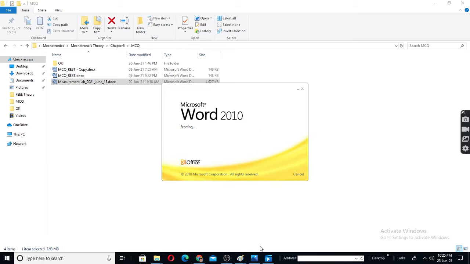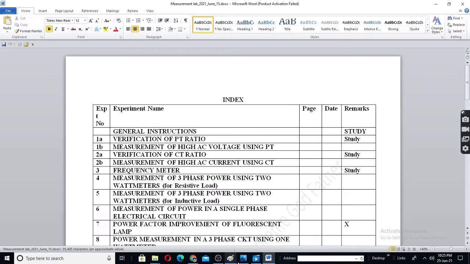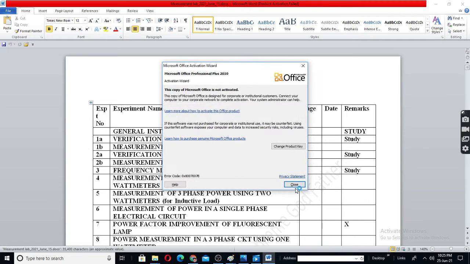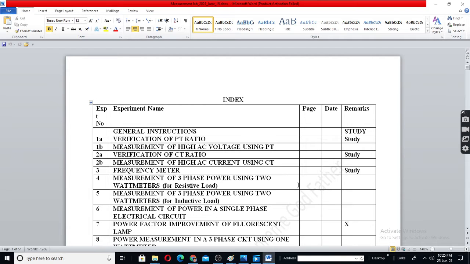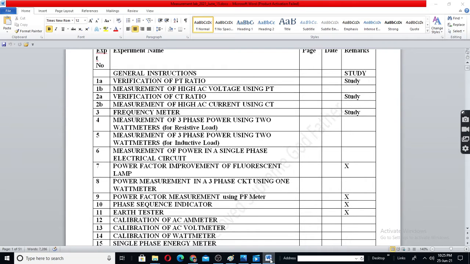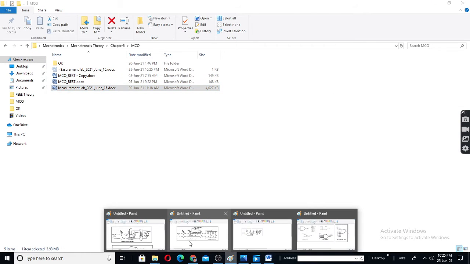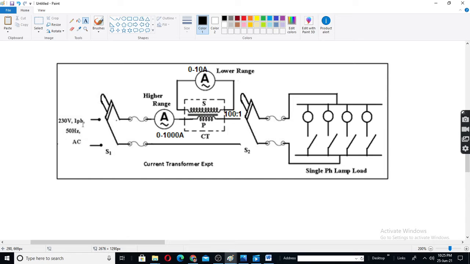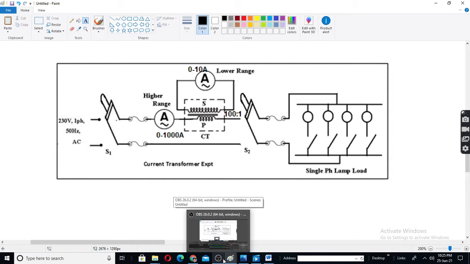Okay, for a CT, constructionally there is a lot of difference between a CT and a normal transformer, because for a CT, the load is applied in the primary. You can see here, load is applied in the primary circuit like this. But for a normal transformer, load is applied in the secondary circuit.